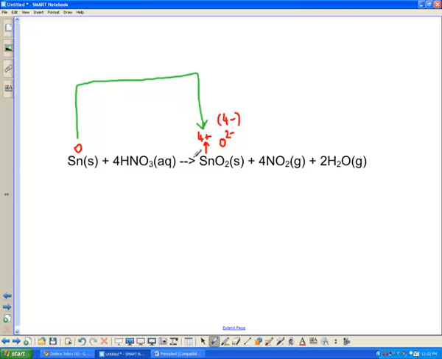Has the tin lost or gained electrons? Well, it's gone from 0 to +4. It's lost electrons, plus it's a metal, so we expect it to lose electrons. And it's lost 4 electrons. Now, the number of electrons at this point doesn't matter. The fact that it has lost electrons is what's important. That means it's been oxidized. So we can say the tin has been oxidized.